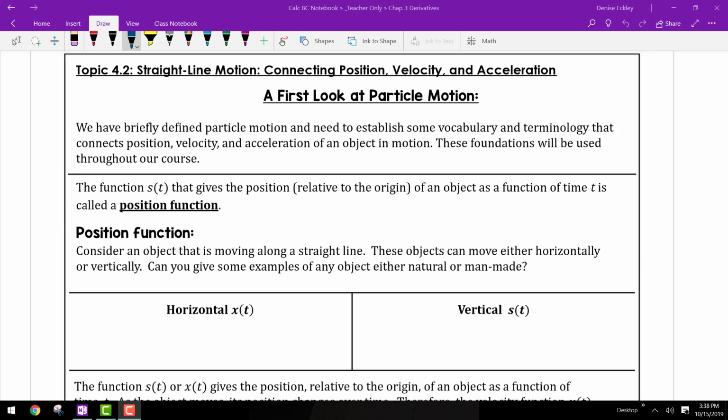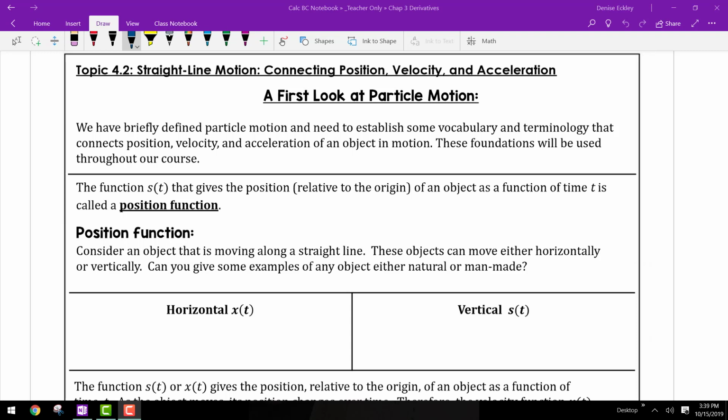So we talked about particle motion in the last video, and we need to establish some vocabulary and terminology that connects our three parts that we're looking at: the position, the velocity, and acceleration of an object in motion. These foundations will be used throughout our course.